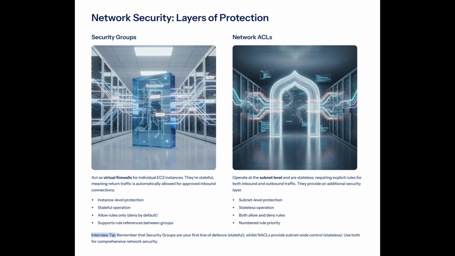Security groups are virtual firewalls for individual EC2 instances. They are stateful, which means if you allow traffic in, the return traffic is automatically allowed back out. Network ACLs operate at the subnet level. They are stateless, which means you have to explicitly define both inbound and outbound rules.